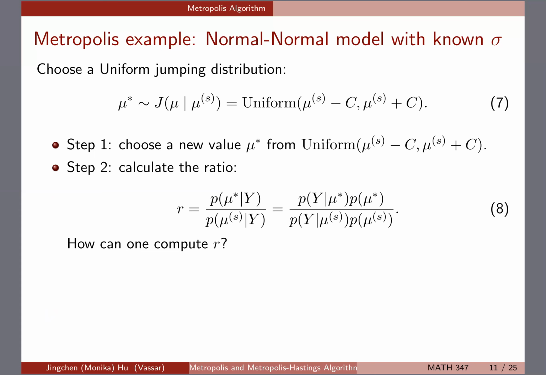We need the likelihood under the current value. That's in the bottom. We need the prior. So the prior we know is the normal mu 0, sigma 0, whatever that we have before, right? So the P of mu star and the P of mu s might be straightforward to do.